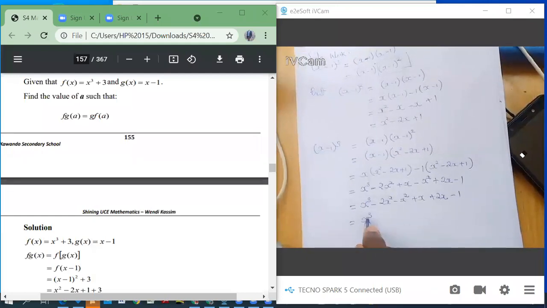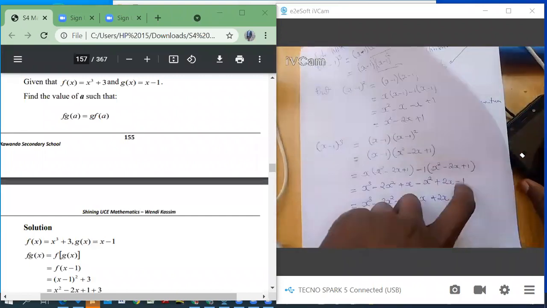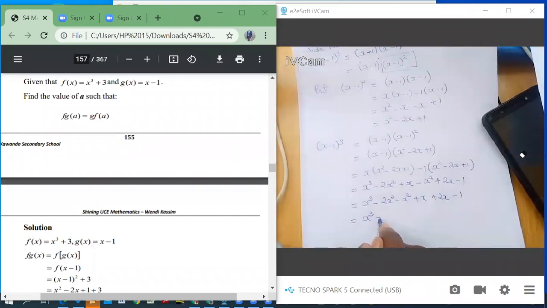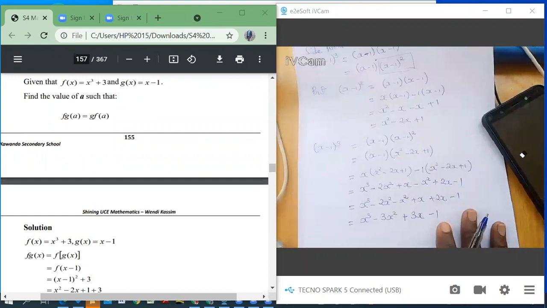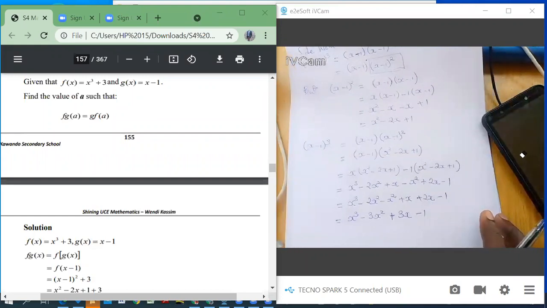So we shall have x cubed, negative 2x squared minus x squared. What do you get? Negative 3x squared. Then x plus 2x, what do we get? We get plus 3x. Then minus 1. That is our x cube. That's our side work. Have you put it down? Yes, teacher.